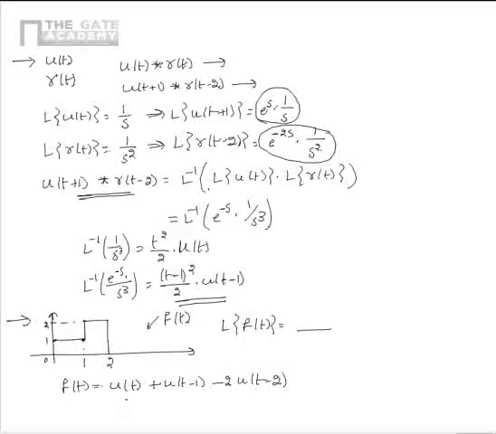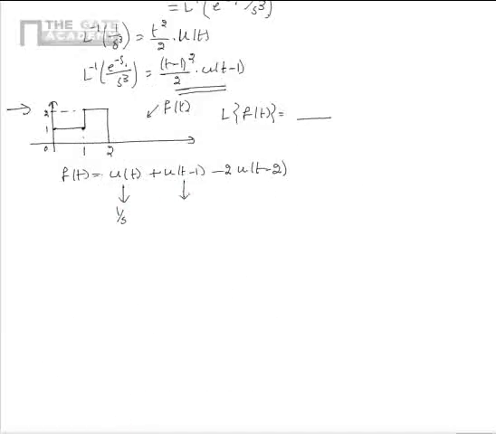We know that for finding the Laplace transform of f of t, Laplace transform of u of t is 1 by s, and Laplace transform of u of t minus 1 is e power minus s into 1 by s, and Laplace transform of u of t minus 2 is e power minus 2s into 1 by s. From this we can write that Laplace transform of f of t is equal to 1 by s multiplied by 1 plus e power minus s minus 2 into e power minus 2s. This is the Laplace transform of the function that we have shown.